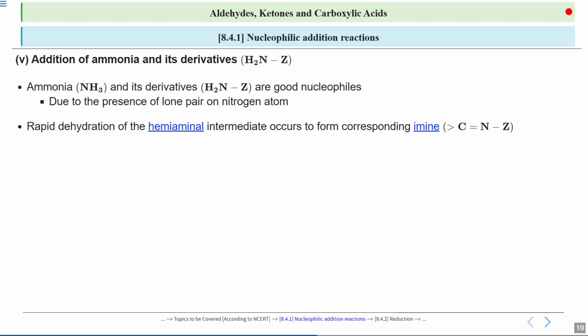Now this hemiaminal, which is the intermediate, is quite unstable and it quickly undergoes dehydration. It loses a water molecule and finally forms an imine. An imine is a compound in which there is a carbon double bond nitrogen, which is attached to a Z group. So this is finally the imine, which is C double bond N and a Z. The Z group in this reaction can vary widely. It can include alkyl, aryl, OH, NH2, C6H5NH or NHCONH2, etc. Each of these groups can influence the reaction's outcome.